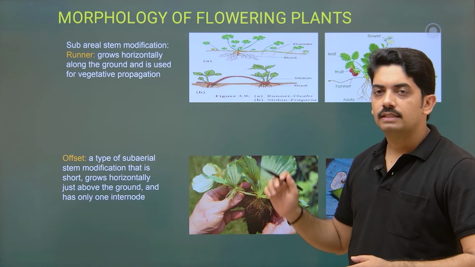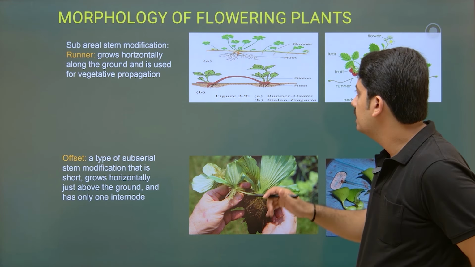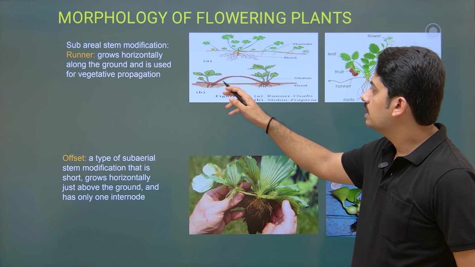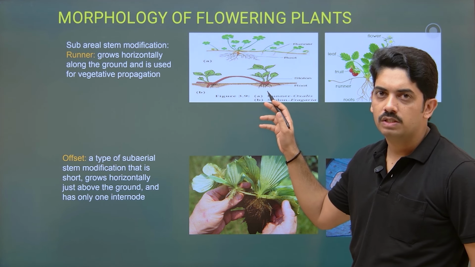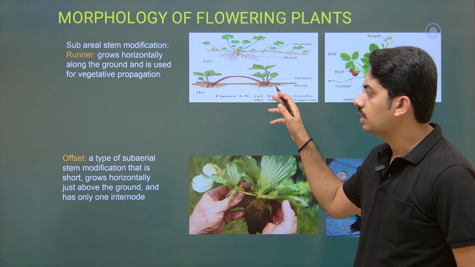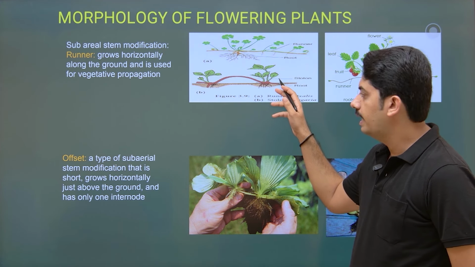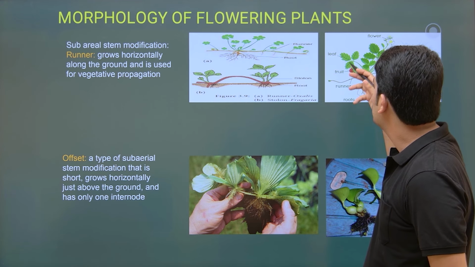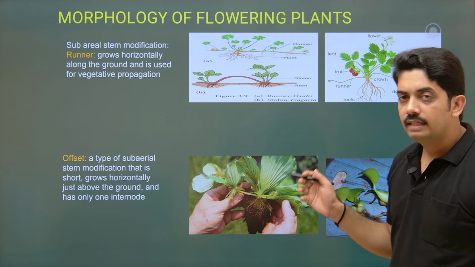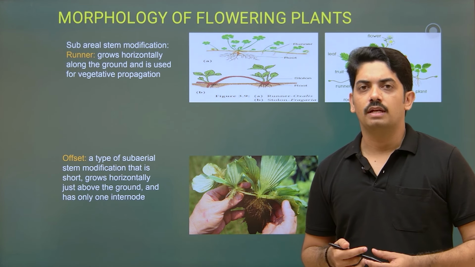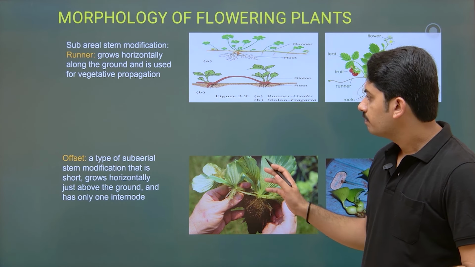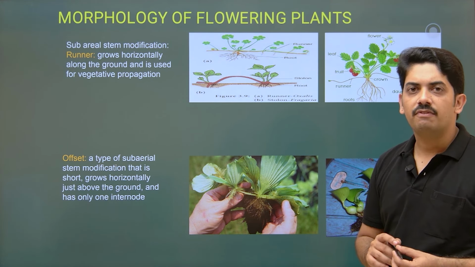The first one is runner. Here you can see some of the plants. This plant produces a stem which is horizontal to the surface of the soil. When the tip of the stem touches the ground, it again produces one more plant and it continues. This is the strawberry plant. In strawberry it is very common, and in grass also we observe this runner type of vegetative mode of reproduction.